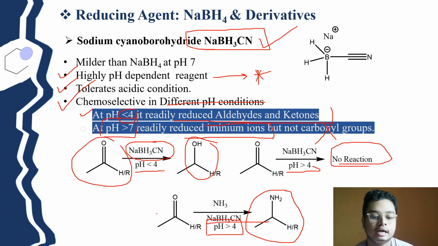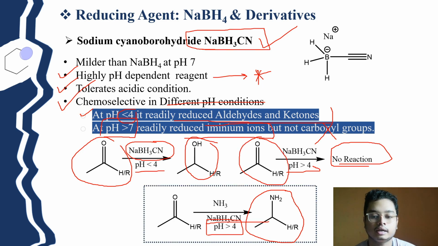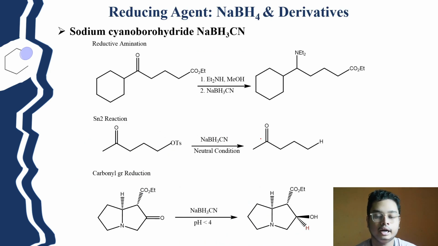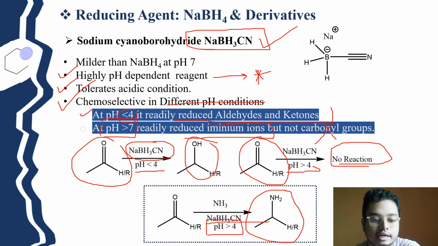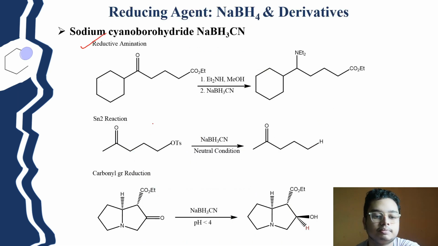But in the higher pH condition, this particular aldehyde or ketone, the carbonyl groups, are not reduced by using sodium cyanoborohydride. And sodium cyanoborohydride also shows some different reactions. First we can say the reductive amination. Here it is nothing but a reductive amination reaction, where the iminium ion is initially generated, and after that by treating with sodium cyanoborohydride we get this particular amine group. So the reductive amination takes place by using sodium cyanoborohydride.